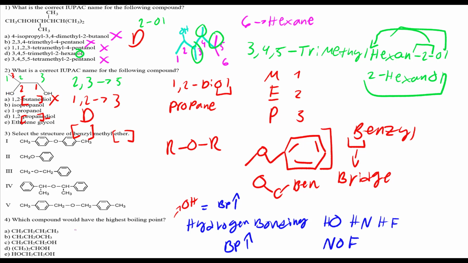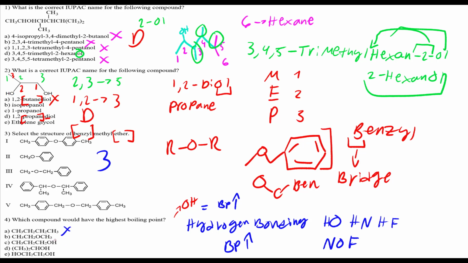So which compound would have the highest boiling point? Well, A is wrong because it only has carbon and hydrogens. And, well, they're going to have a low boiling point. They're not polar, right? So again, if you're looking for the highest boiling point, you want something that has a lot of polarization. You want something that has hydrogen bonding, right? So A is wrong.